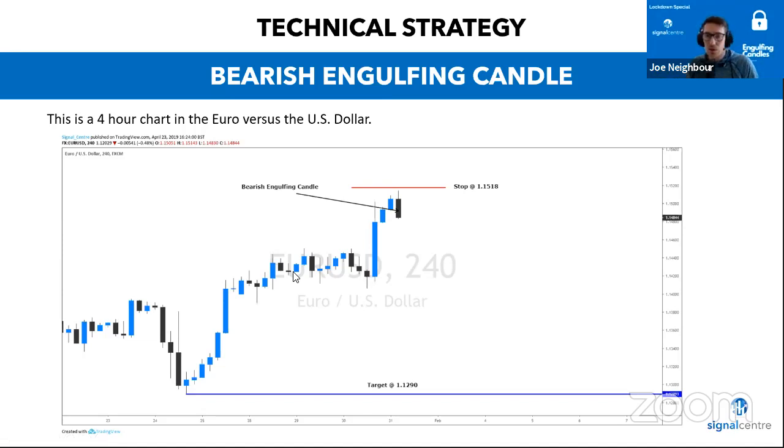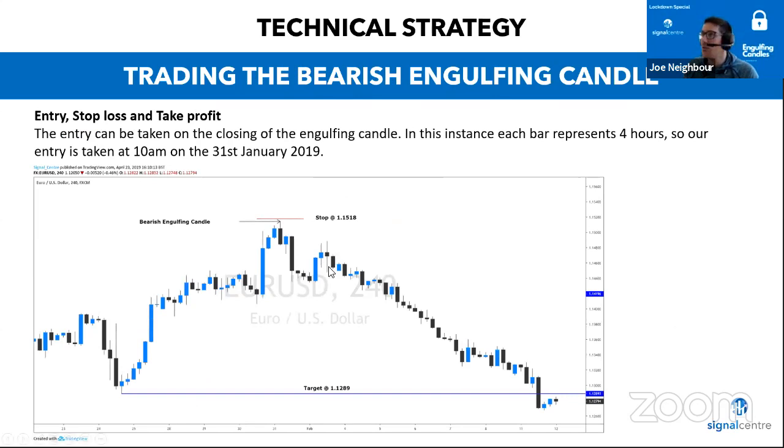We then get this reversal, and obviously we can look to trade that now with a stop loss at 115.18, which is above the high of that engulfing candle that we've identified. And when you're looking to trade these, obviously you want to put your target levels at nice levels where the risk reward is good, as we've discussed on many occasions previously.